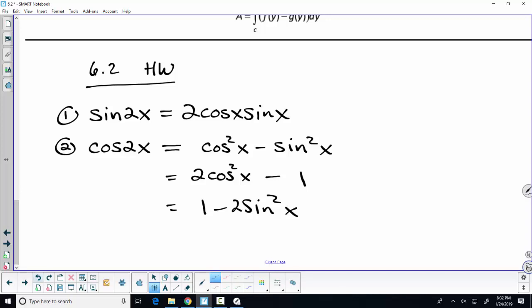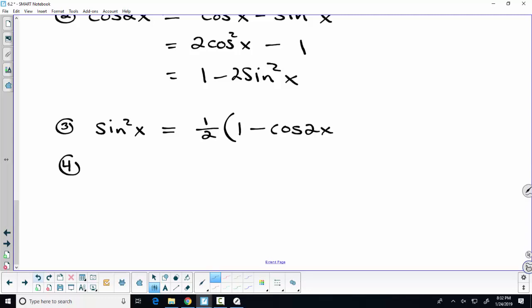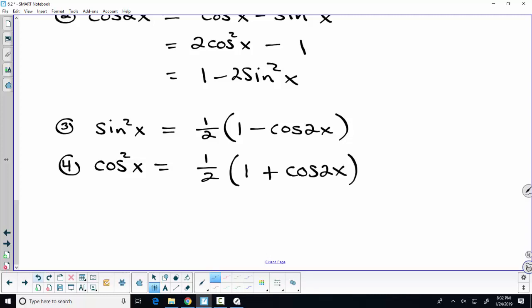The other two things you need to remember are how to integrate sine squared and cosine squared. But those are handled with another identity. So integrating sine squared, you're going to write sine squared as 1/2 times 1 minus cosine 2x, and cosine squared as 1/2 times 1 plus cosine 2x. You need to remember those. They don't go away.